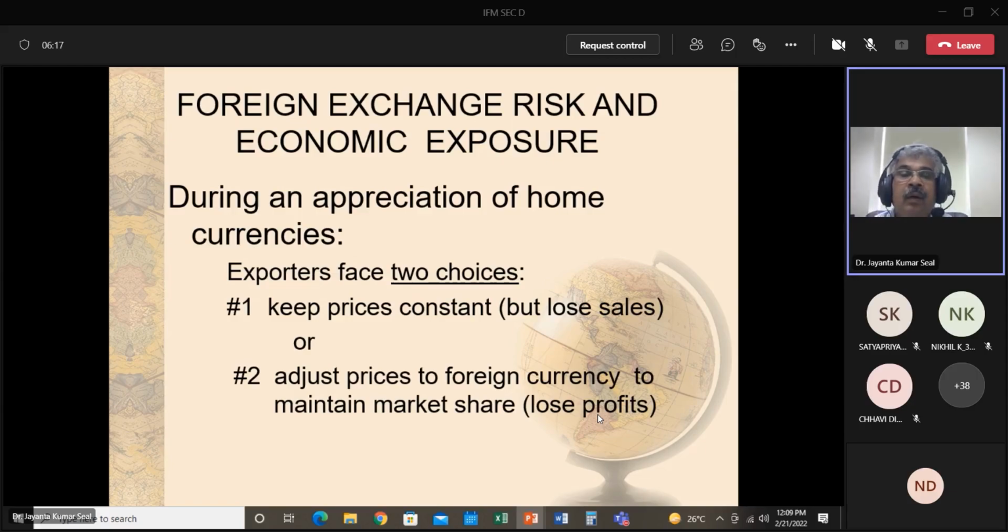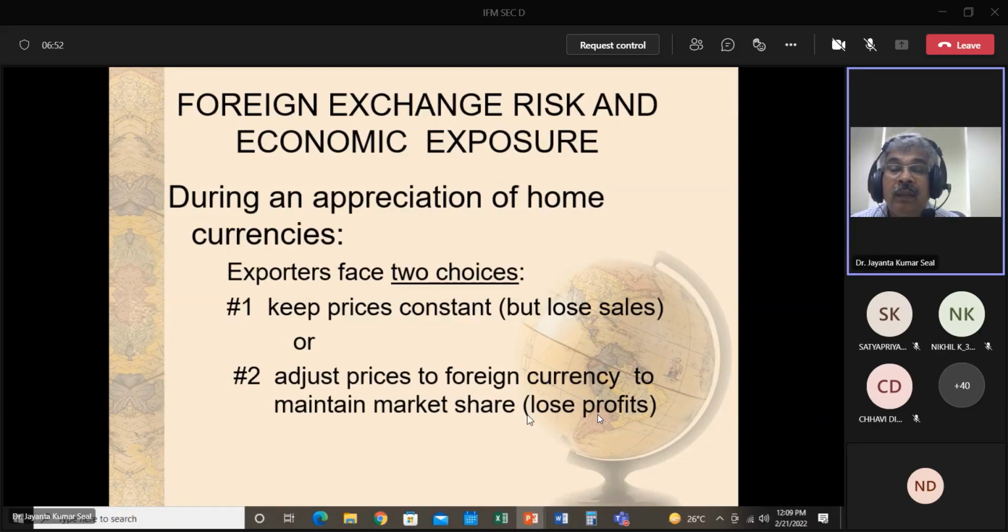Now if I don't change the price, if I keep on selling at a price which is more than $1, that is my point number 1, then what will happen? I have the same amount of profit, but my market share will go down because I lose some customers. On the other hand, if I reduce the price, so naturally, what will happen?